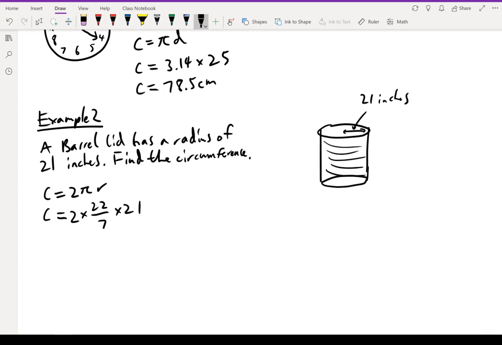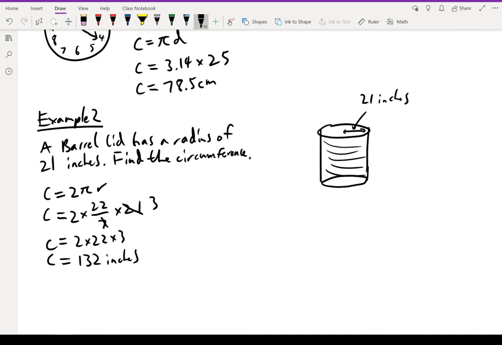Now we would see, conveniently, that 7 and 21 cancel out. That becomes 3, and so C is equal to 2 times 22 times 3, which is 44 times 3, which is 132 inches. Okay, so that is example 2.